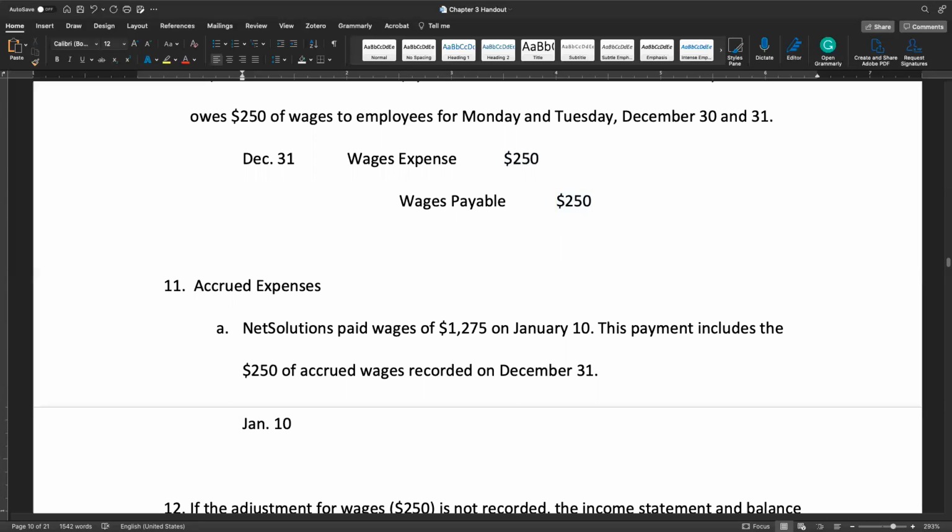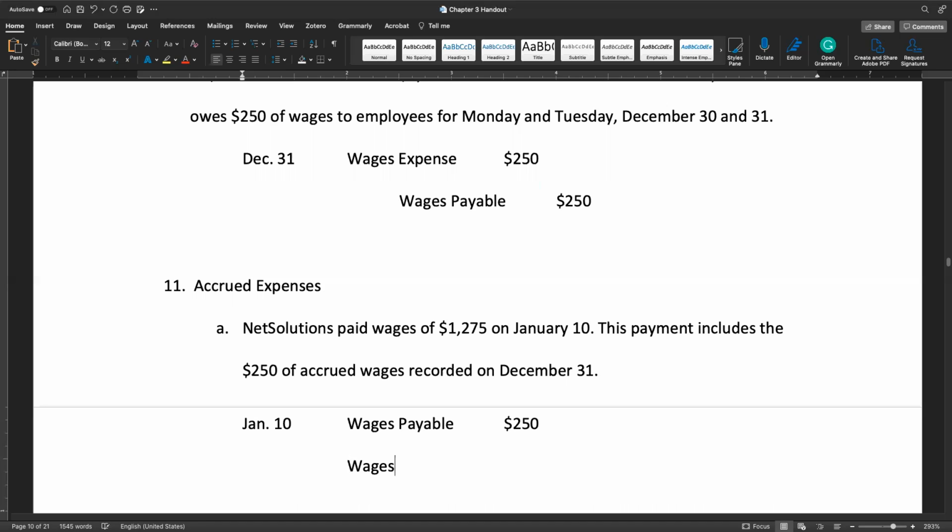we are going to debit wages payable for $250. Because again, if we credit it, the amount increases. If we debit it, the amount decreases. And then the rest of that $1,275 are going to get paid. We're going to debit to wages expense, which should be, let's see, $1,025, I think.